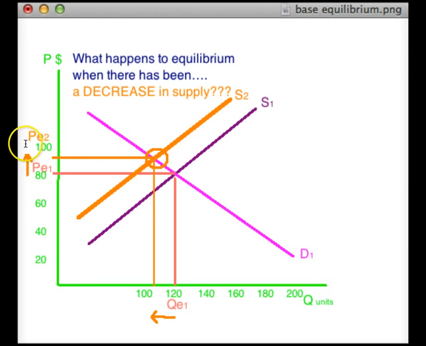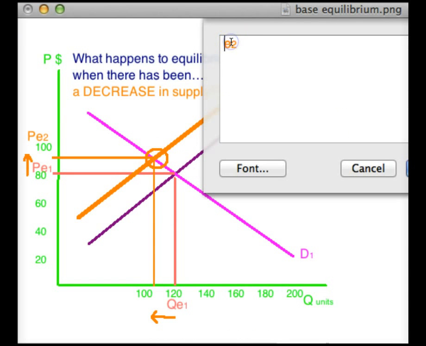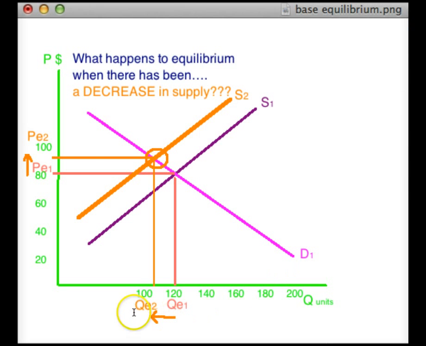We'll just mark those as our new equilibrium prices and quantities. So here's our new equilibrium price, and here is our new equilibrium quantity. Up price, down quantity, opposites.